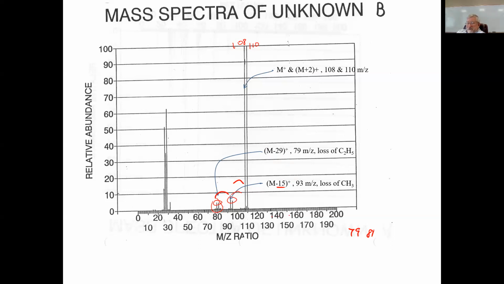So we can figure out what this is pretty easily. Basically that gives you 79, that gives you 93, and that gives you 79. And this fragment here is right around 29, isn't it? Yeah, right around 29. Which will be mostly an ethyl group.